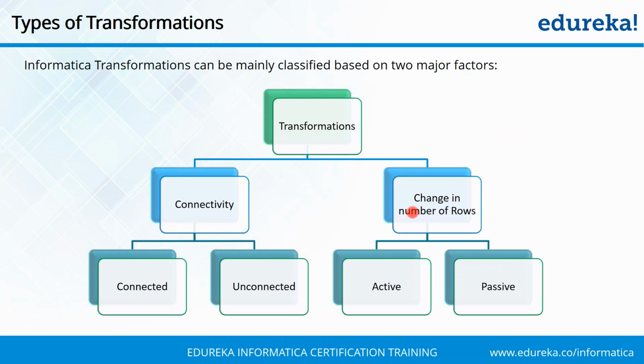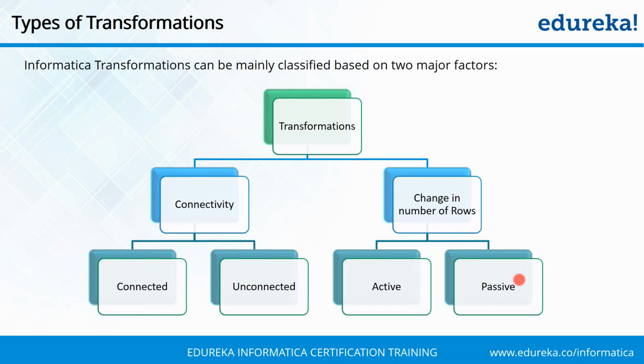The second category is based on the change in number of rows. Here again we have 2 types. We have the active and the passive transformation. Now when we say an active transformation, you can call those transformations that change the overall number of rows that pass through it. That is, the total number of input rows may not be the same as the total number of output rows. So if you're changing the overall number of rows that pass through it, you can call it an active transformation. But in a passive transformation, it always remains constant. It's just slight variation with respect to the data in these rows.